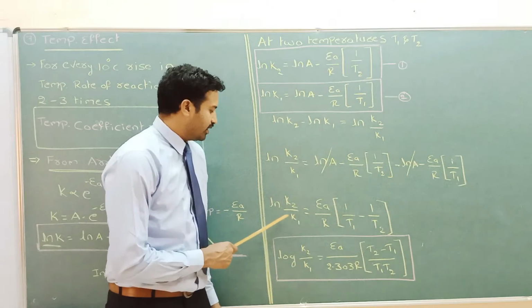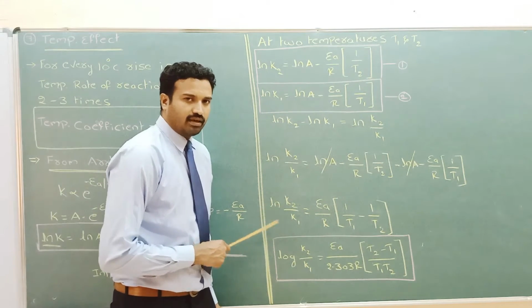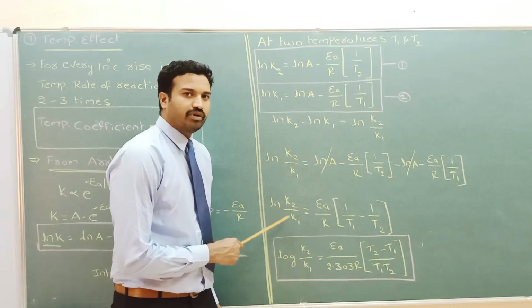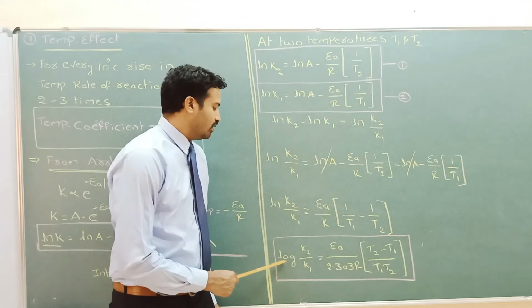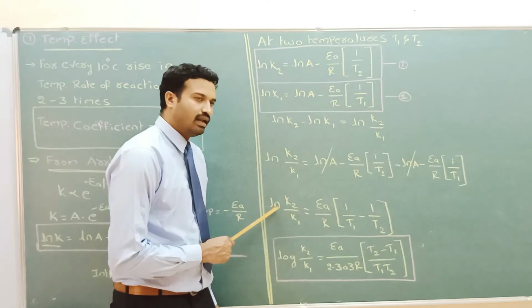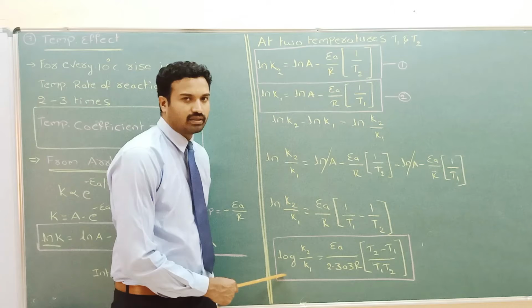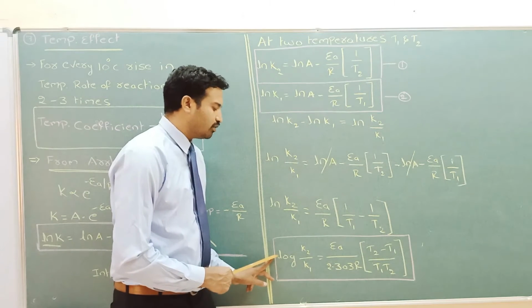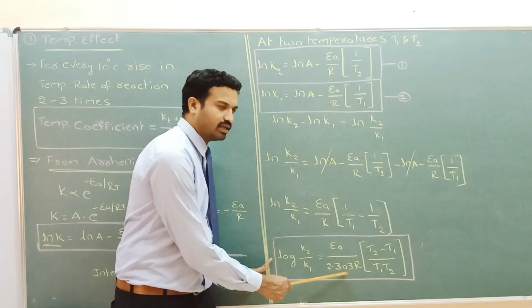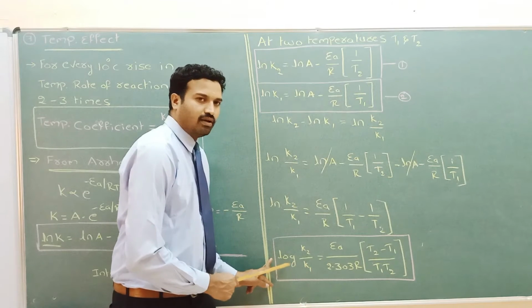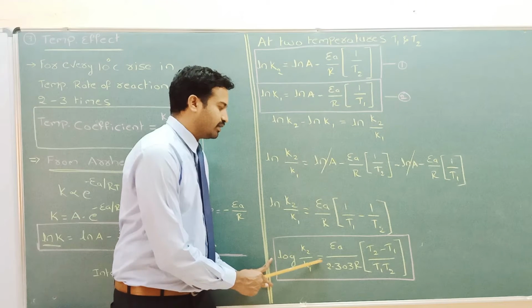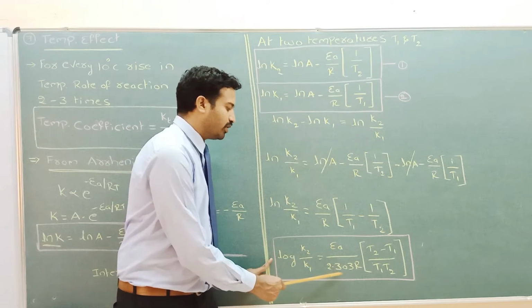Next up, here we have log base e. Now we are taking log base 10, so ln to log. If we convert ln to log, we should multiply with 2.303. Then if we multiply here by 2.303, we can take the 2.303 here also. Then it will become log K2 by K1 is equal to EA by 2.303 R.